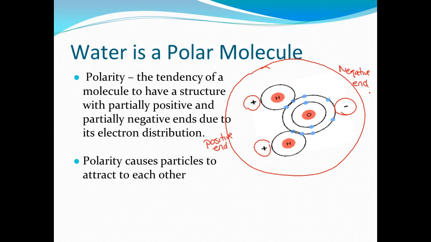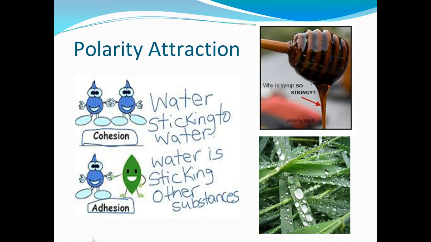Now, why is this important? Because polarity causes particles to attract to each other. And that's what this activity is about: talking about how they attract, why they attract, and different types of attraction. So we do need a couple of definitions here. We have the words cohesion and adhesion. These are two different types of attraction.